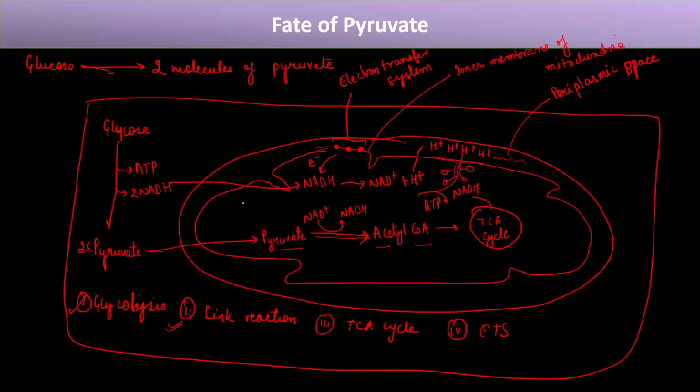If you see in the figure, this reaction is a bridge between what? This process is glycolysis. And this is TCA cycle, right? So link reaction is a bridge between glycolysis and TCA cycle. That's why it is known as link reaction.